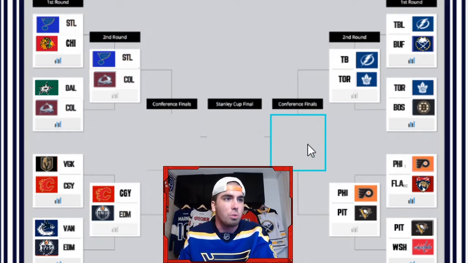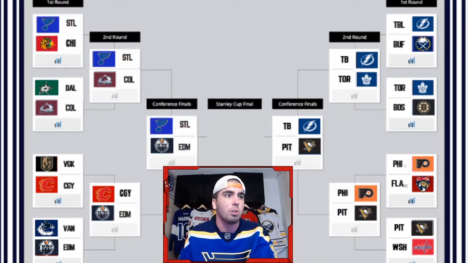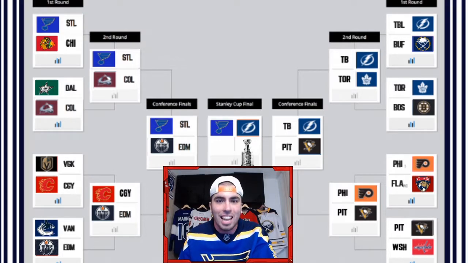All right, so let's go to conference finals. Lightning versus Penguins. So, man, that is definitely a rematch. I think the Lightning could be the dominant team that goes out of the East, but we'll see. And then the Western Conference Finals, the Blues versus Oilers. So, wow, the Oilers getting that opportunity against the defending Stanley Cup champions. And then the Stanley Cup Final, the Blues versus the Lightning. And the Lightning beat the Penguins in the conference finals and then beat the Blues to get that Stanley Cup.